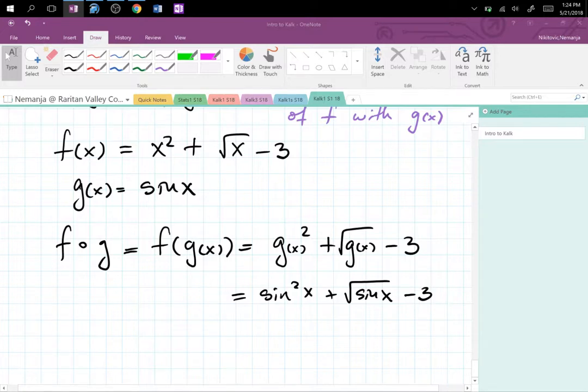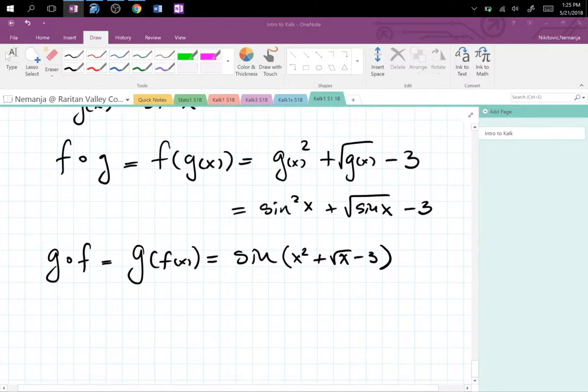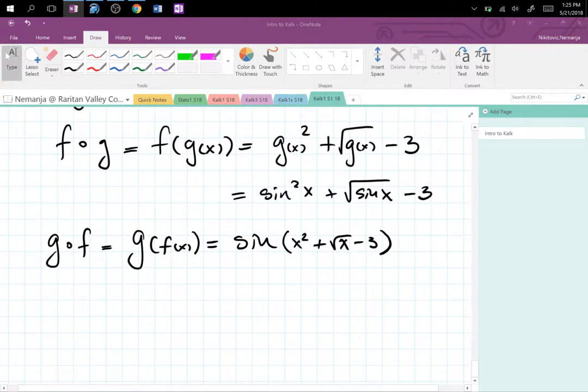And yes, you can go the other way. G composed with f is g with f plugged in. So g is sine, and its x gets replaced with the whole mess of things from above. So this is the way you compose functions. You plug one function into another function, and they become one new function. The new function has a different domain, has different rules, right? It's no longer just a basic function as before.